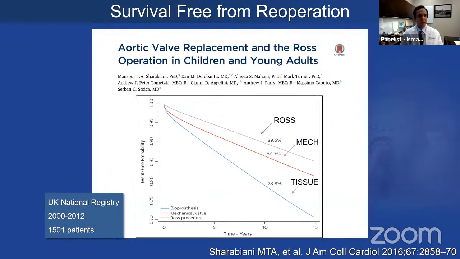This is another study coming from the UK, where they have a national registry. They analyzed patients between the age of 18 and 40, and looking at survival free from reoperation using propensity matched analysis, they showed that Ross had better outcomes than mechanical, which had even better outcomes than tissue aortic valve replacement.